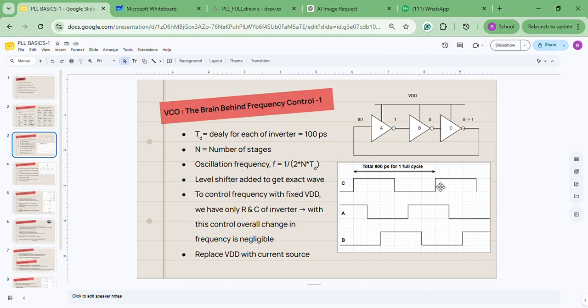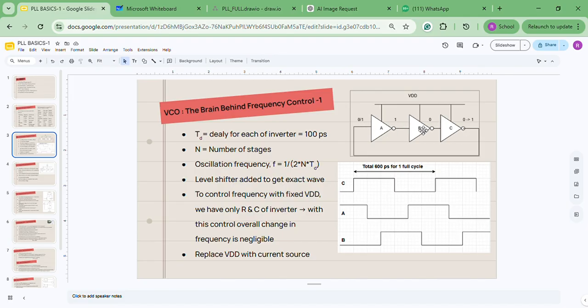Now what is a VCO? VCO is a voltage controlled oscillator, which means for a given input voltage, in this example you can say VDD, the VCO will generate a frequency based on the input voltage. So how is that frequency generated? This is a basic example of an oscillator. It can be an LC oscillator, but here we have taken a ring oscillator, for example.